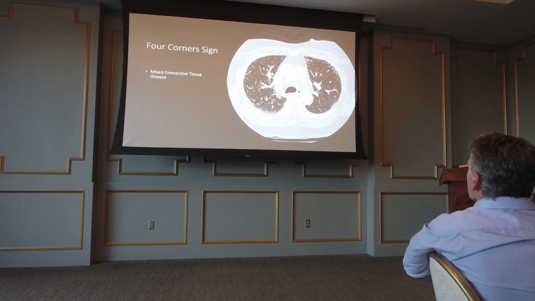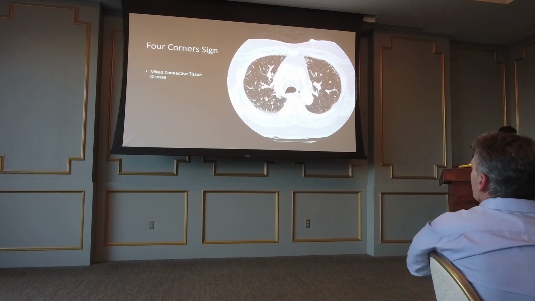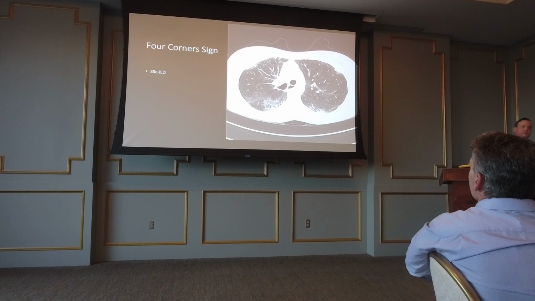Mixed connective tissue disease actually is not an uncommon one to have this four-corner sign. This is one of the best examples. I think this is from our scleroderma cohort. A very focal fibrosis in the anterior lungs. It doesn't always have to be on a single image. You can be on a higher image and see the upper lobes, and then get down to the superior segments and see it there. But occasionally you will have it all on a single image like this.